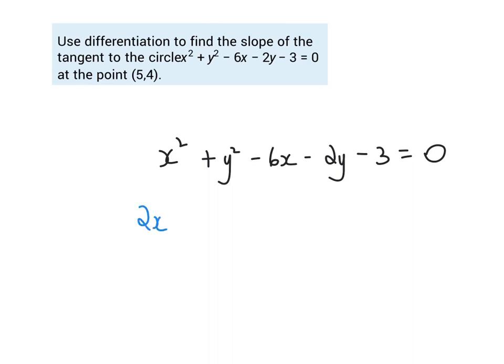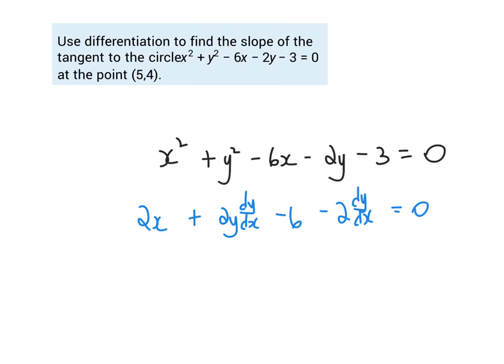So here we get 2x. We also get our 2y dy dx. So every time we differentiate y with respect to x, we have to include this part here. So minus 6 minus 2 dy dx, and 3 goes to 0, so that's just equal to 0.